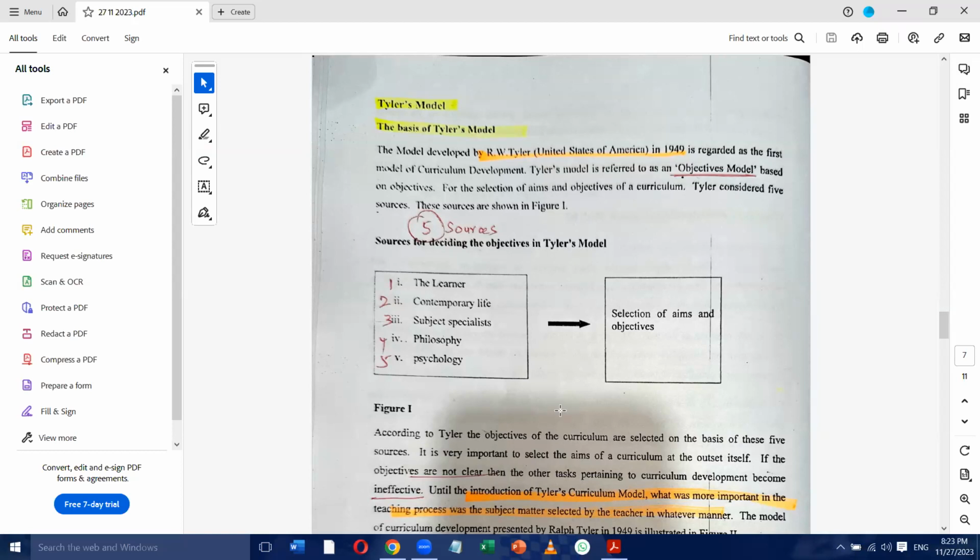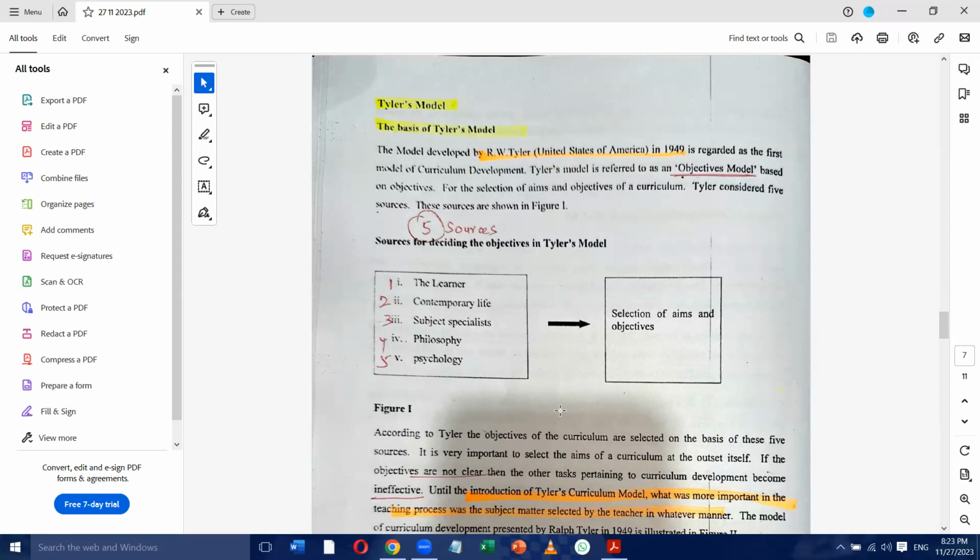Right? It's regarded as the first model of curriculum development. Tyler's model is referred to as an objectives model, based on objectives that we have already seen. For the selection of aims and objectives of a curriculum, Tyler considered five sources. These sources are shown in figure one. So, Tyler considered five sources. Right, first one, the learner. Right, so this is the most important person, the learner.